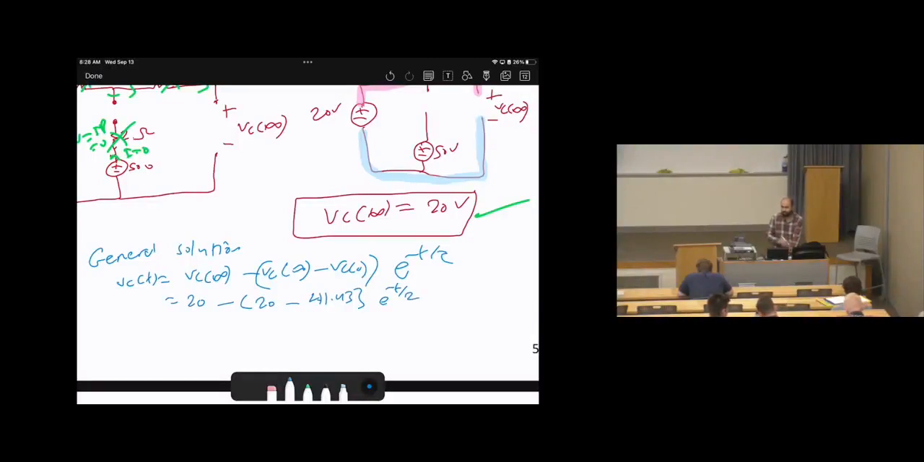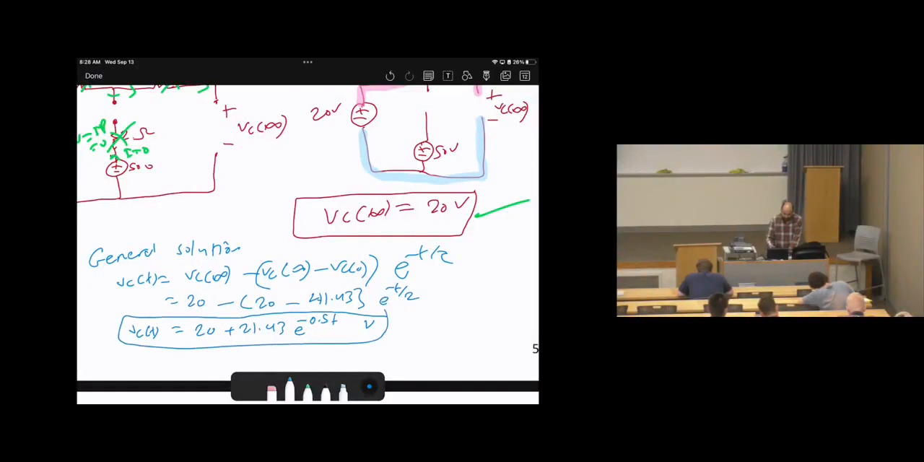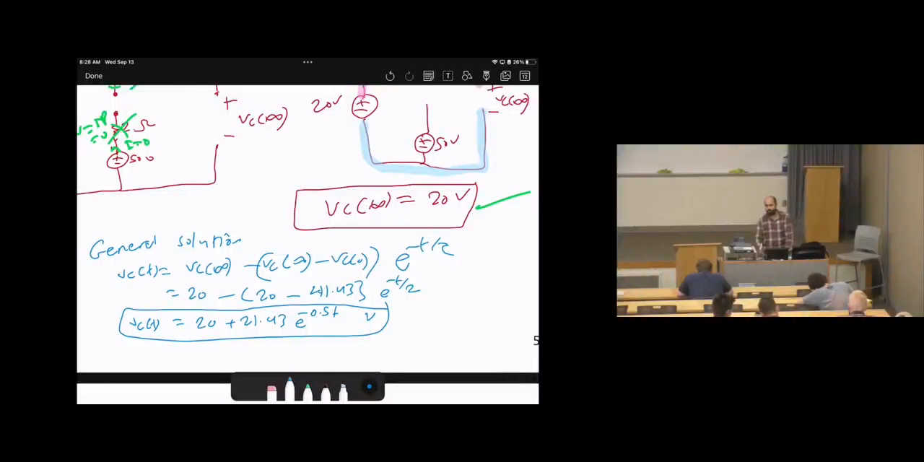That's the expression. Now simplify it more. After simplification, 20 plus 21.43 e power negative 0.5 t, and the unit, of course, is volts. That's VC of t. And remember, our target is not only to calculate VC of t, also in this question you are required to calculate IC.